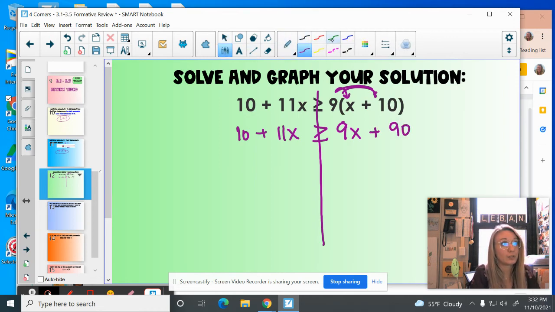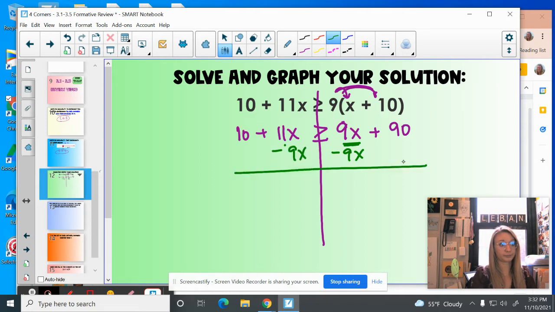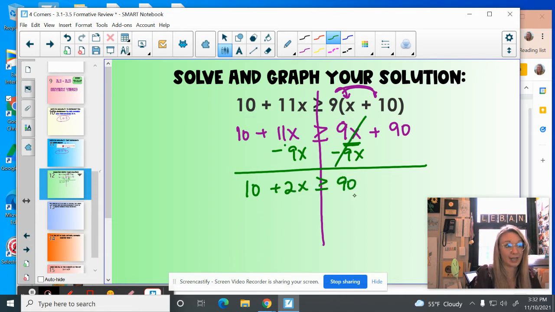Now, when you have variables on both sides, 11x and 9x, I usually move my smaller one to the other side using inverse operations. So if this is a positive 9x, we will subtract it from both sides. And then let's move left to right in terms of simplifying. So I still have my 10. I know that 11x minus 9x is a positive 2x. These canceled, and then I still have 90 on this side.